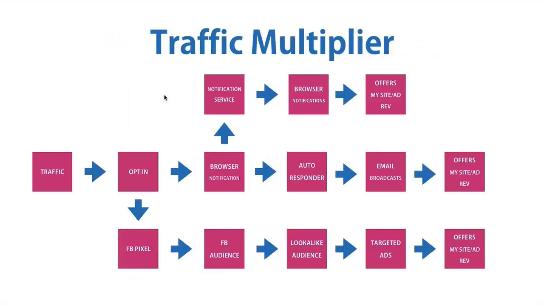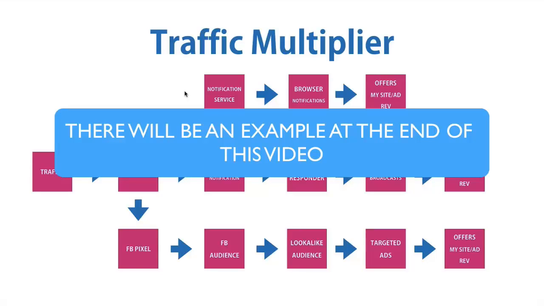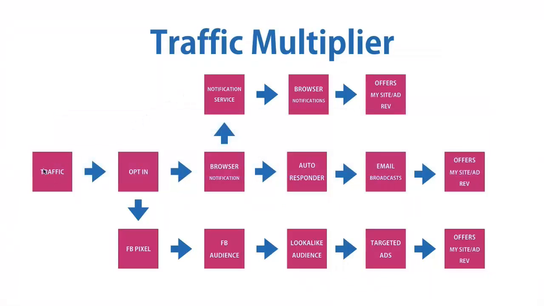So let's move on to the Traffic Multiplier. Now, you'll see there's a lot going on here. There are a lot more boxes in this chart, but essentially it is pretty simple, and I'm going to talk you through it. As you can see on the left-hand side, as always, you've got to start with traffic. Now, we're going to send them to the opt-in page.